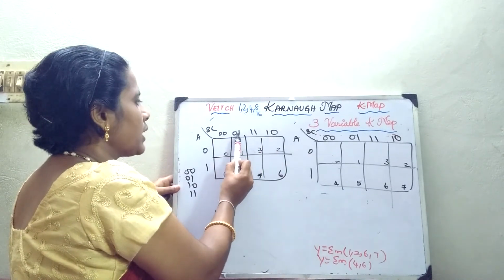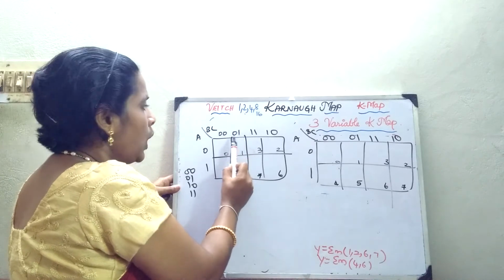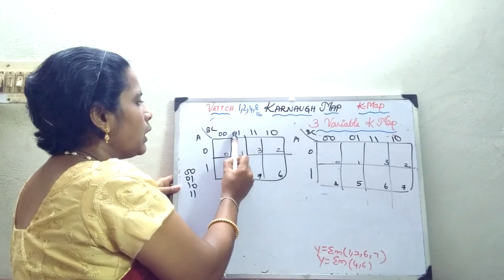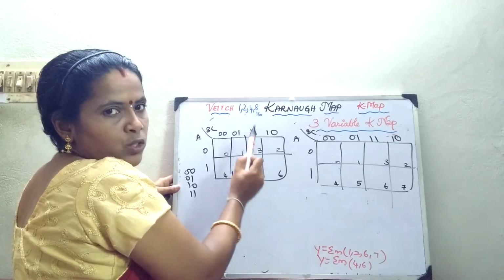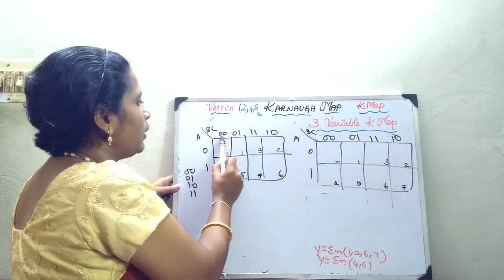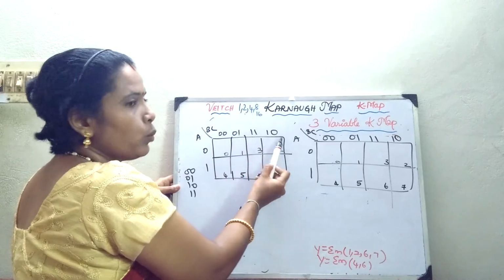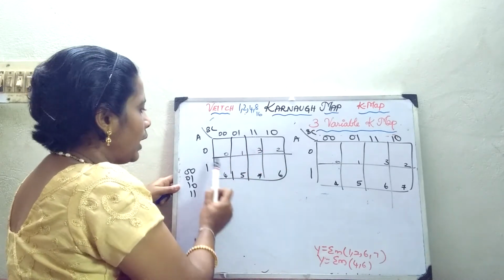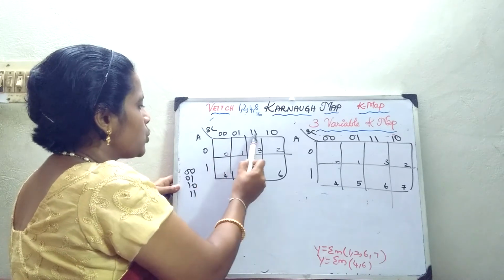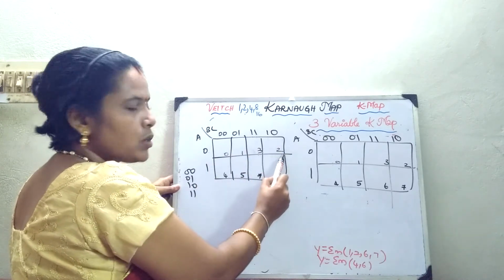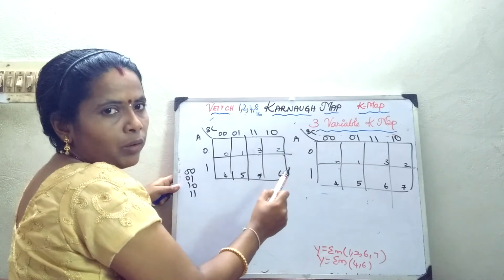0 0. Here when it is moving to the next cell, the second variable is differing. When the second and third variable are matching, the first variable should differ. Only one variable is differing. So I have to write it as 0 0 0, 0 0 1, 0 1 1 and 0 1 0. So whenever I fill the values, 0 0 0 is 0, 0 0 1 is 1, 0 1 1 is 3, 0 1 0 is 2.